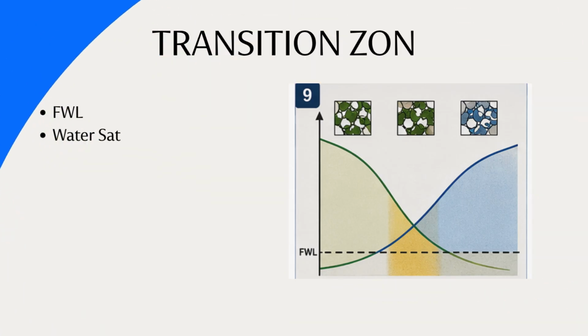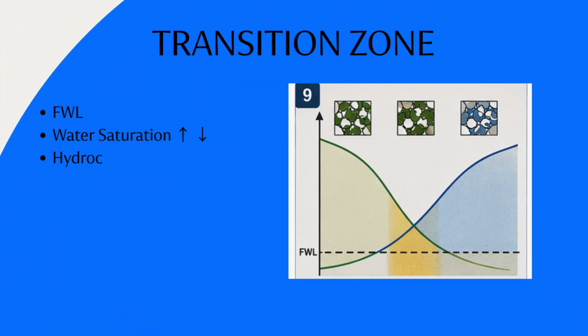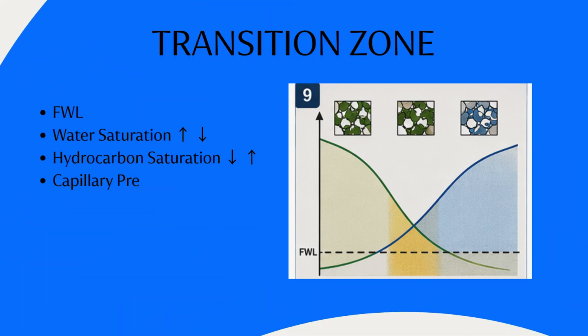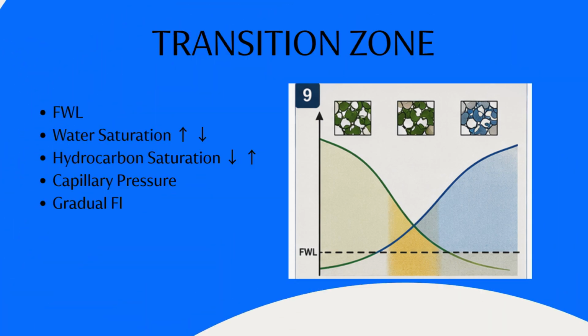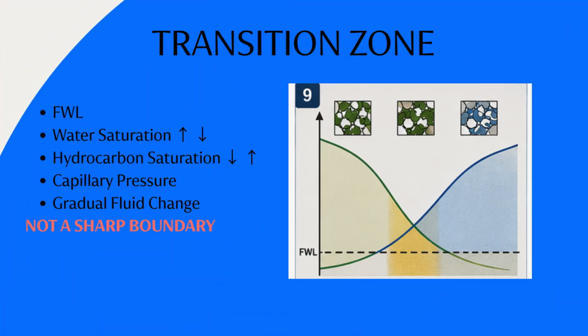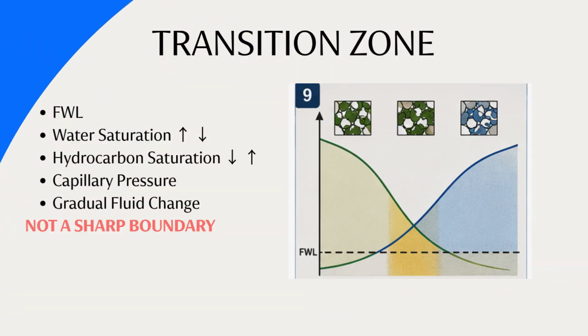Okay, let's understand the transition zone with a simple example. Imagine a wet sponge. If you look at the sponge from the top to the bottom, the amount of water may not be exactly the same everywhere. Some areas may have more water and some may have less. Something similar happens in a reservoir.